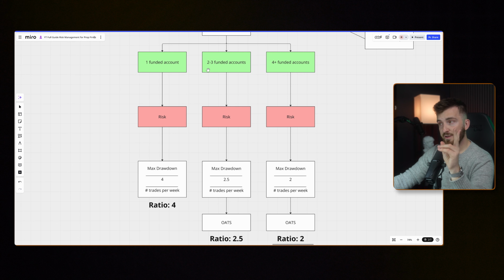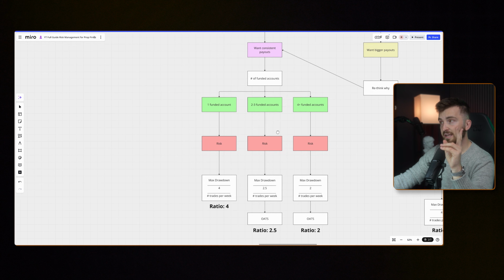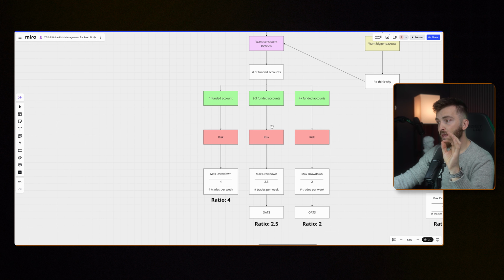For 2 or 3 funded accounts, and don't forget, you want consistent payouts, 2 to 3 funded accounts, max drawdown divided by 2.5, divided by the number of trades that you take per week. 4+ funded accounts, it's going to be max drawdown divided by 2, divided by the number of trades that you take per week. So let's imagine that we have a next funded account.